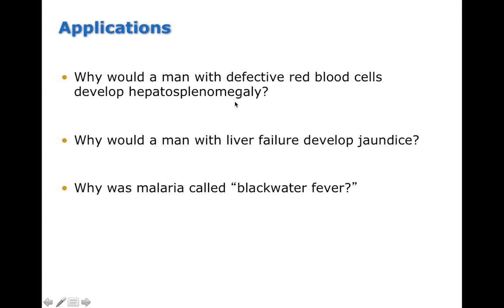And so hepatosplenomegaly is an interesting sign of red blood cell disease. Another one here says, why would a man with liver failure develop jaundice?